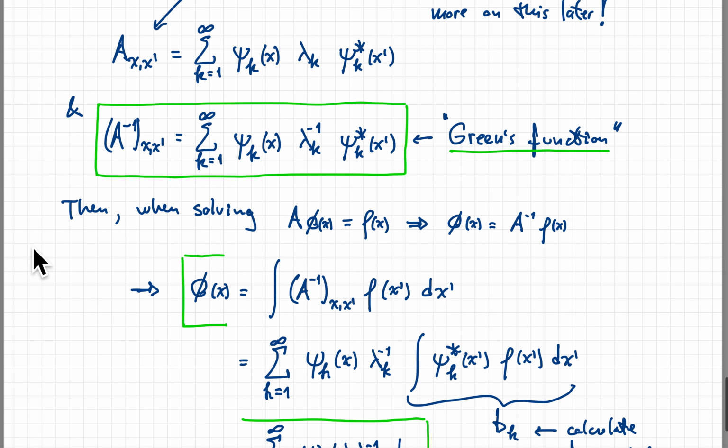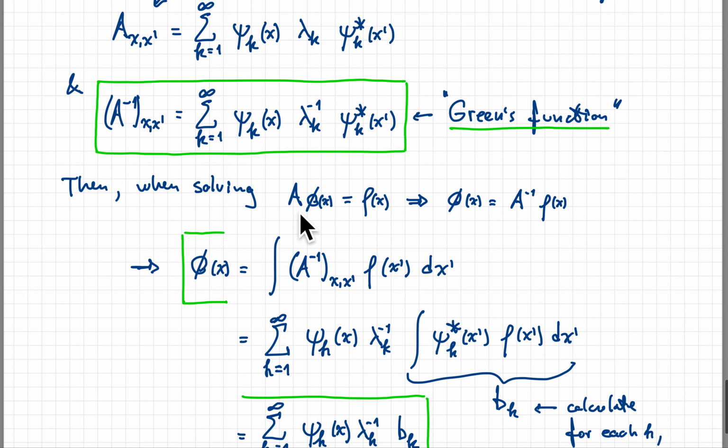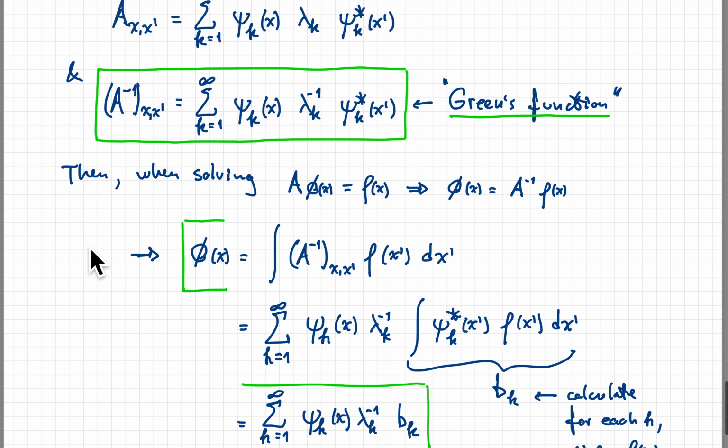An application of this is when solving an equation of this form, where you apply an operator to a function phi that you want to know, and you obtain a result that's given to you. So this is a problem of solving for phi given rho. It's a linear problem, in other words, with a given right-hand side. Then phi will be A inverse applied to rho. And how do we apply A inverse? Well, if we have the eigenvectors and the eigenvalues, then we can reconstruct this function A inverse of x, x prime, and we apply it as an integral operator in this way.